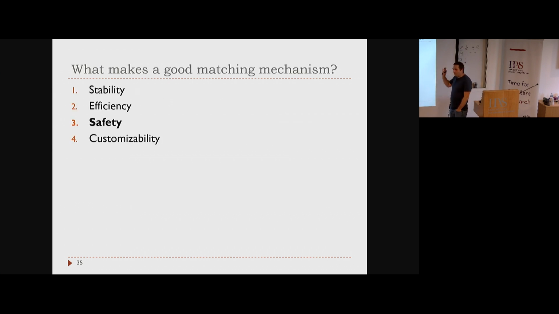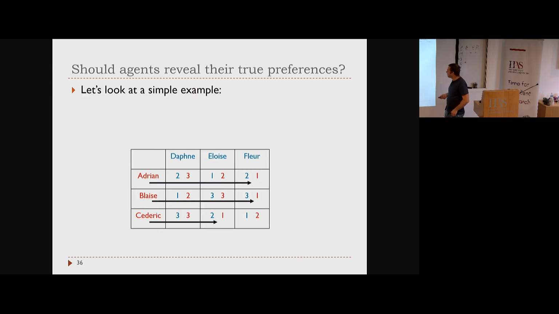Okay. Safety. That's an interesting one. How should people feel when they are participating in a matching mechanism that employs the deferred acceptance algorithm? Should they reveal their true preferences over programs or not? So let's look at an example in which we are using the men proposing deferred acceptance again. Similar participants, also added Daphne here. 3 by 3. What happens if we use the true preferences of everyone that are described here?